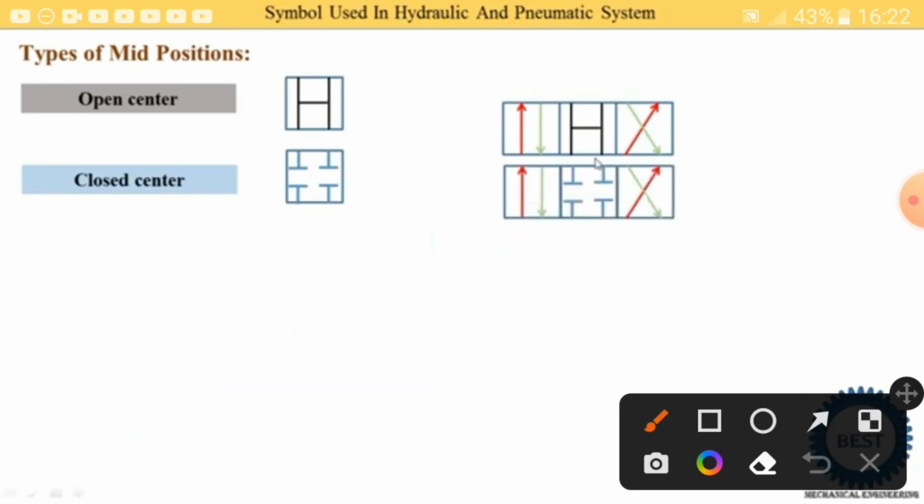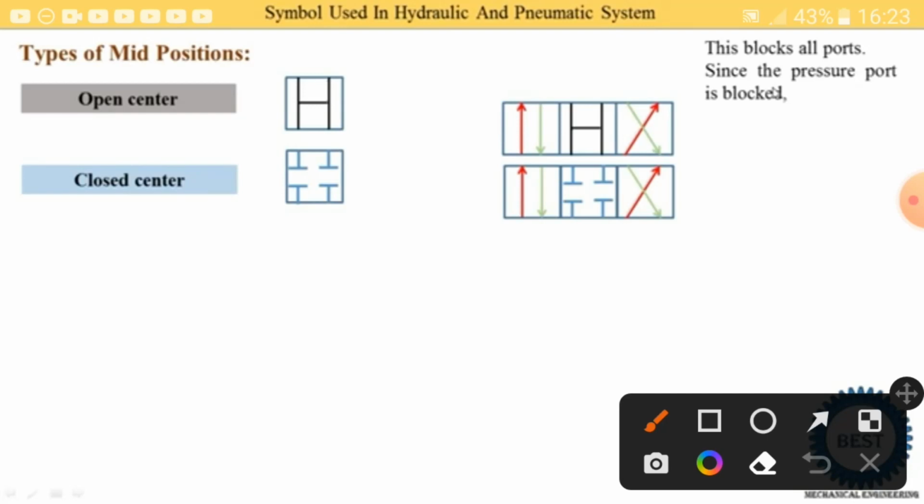Now these are the 3 positions. In the mid position all the ports are closed, so this blocks all the ports. The pressure port is blocked, but the oil is continuously coming from the pump. Then it is supplied to the tank through the pressure relief valve.